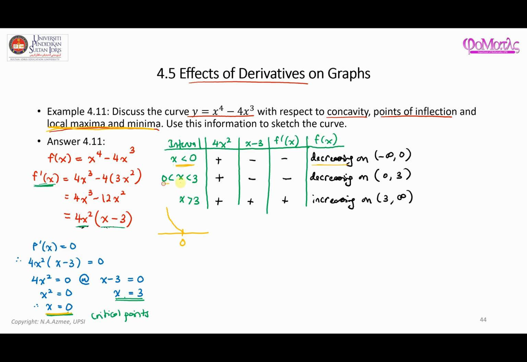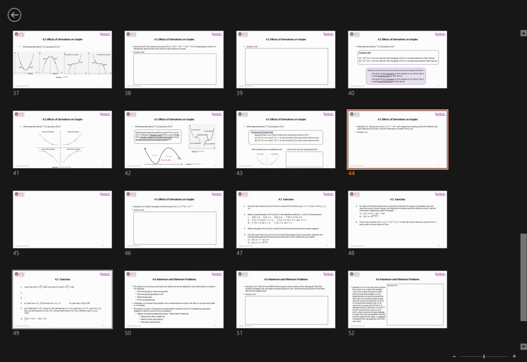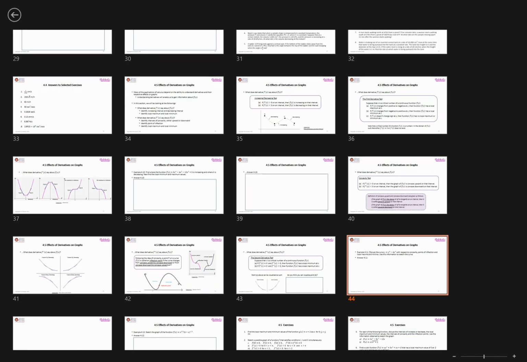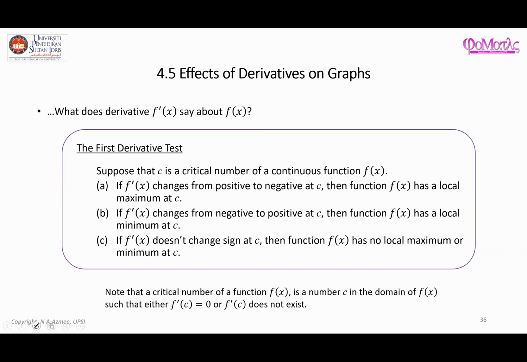How about for x greater than 0? Just immediately after 0, the graph is also decreasing. That means it's just going down some more. It doesn't change direction, it's just going downwards. Because of that, according to the first derivative test, if f prime x doesn't change sign, then function f(x) has no local maximum or minimum at c.